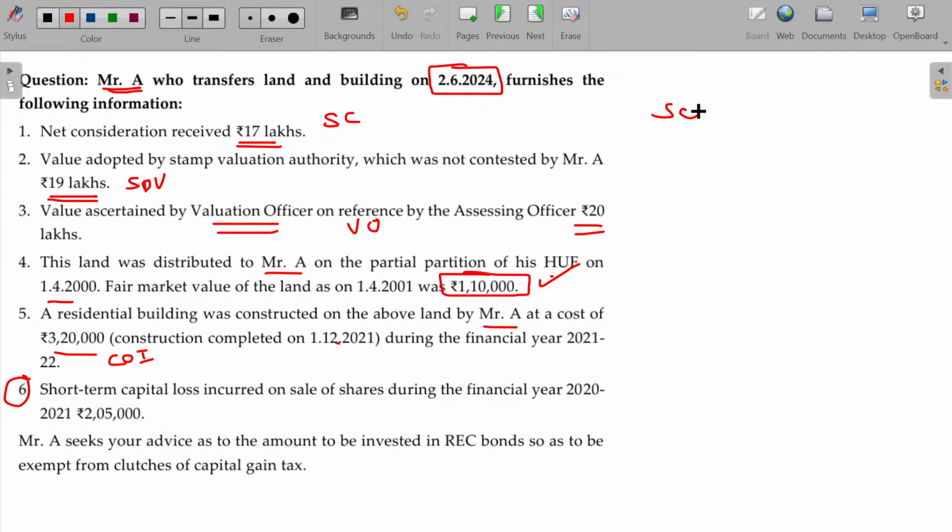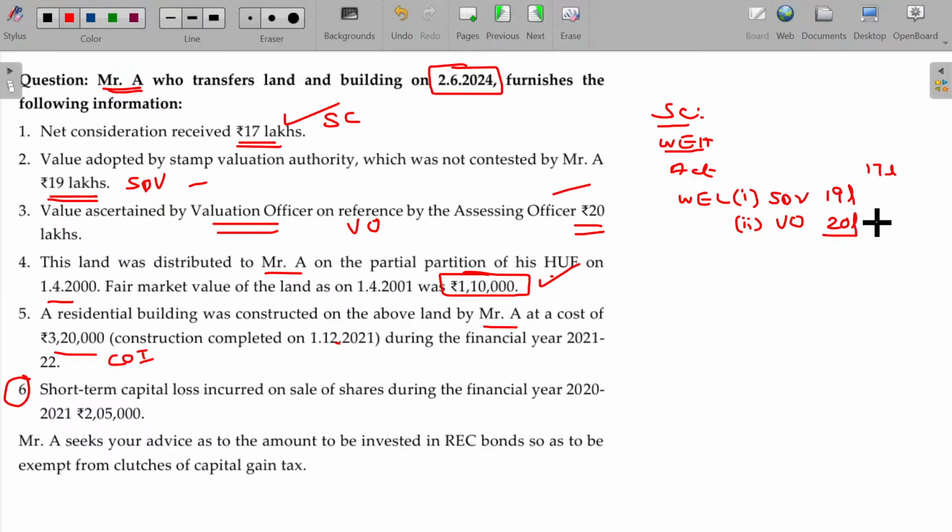Sale consideration being number 1, whichever is higher of actual, and number 2 being whichever is lower of stamp duty value and valuation officer referred value. Net sale consideration being 17 lakhs, stamp duty value being 19 lakhs, valuation officer value being 20 lakhs. Between these two, whichever is lower, 19 lakhs. Between these two, whichever is higher, 17 lakhs will be taken.